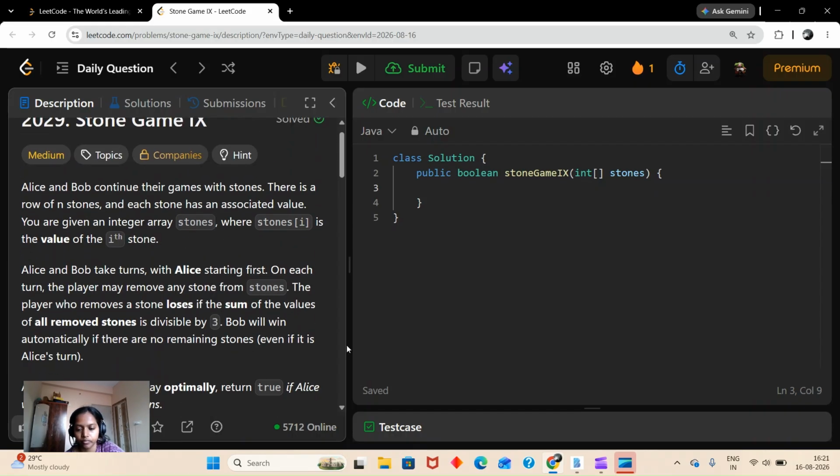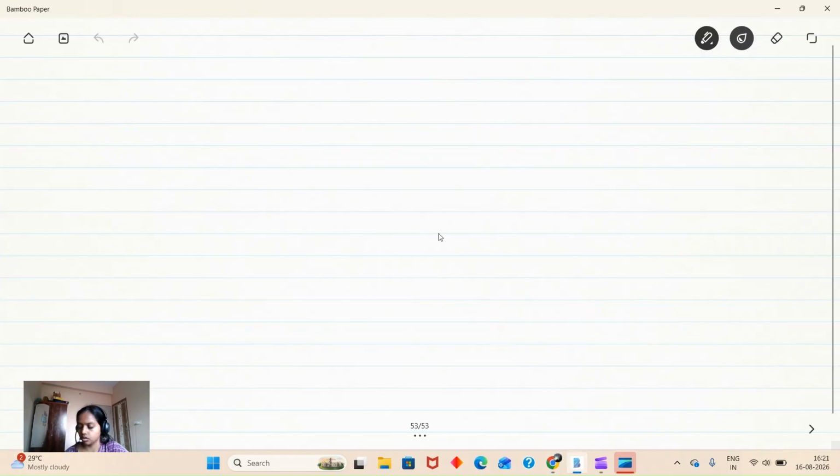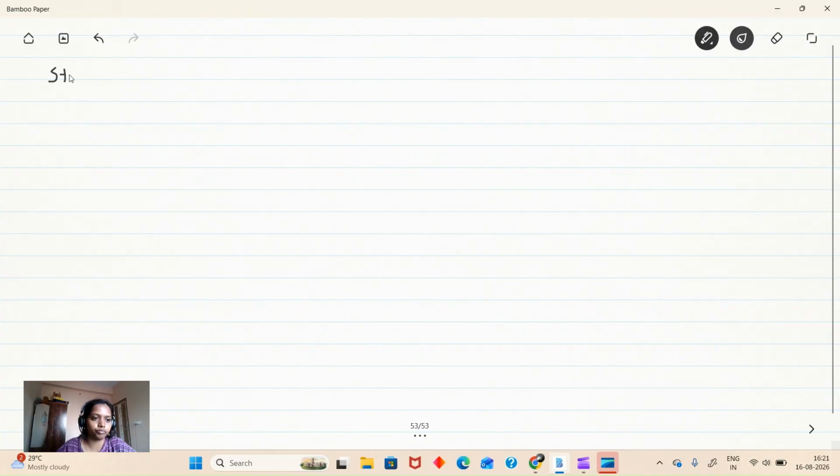Now, what is the question? We are given the stones array and its values. What we have to do: we have Alice and Bob, and we have to return true if Alice is winning, and false if Bob is winning.